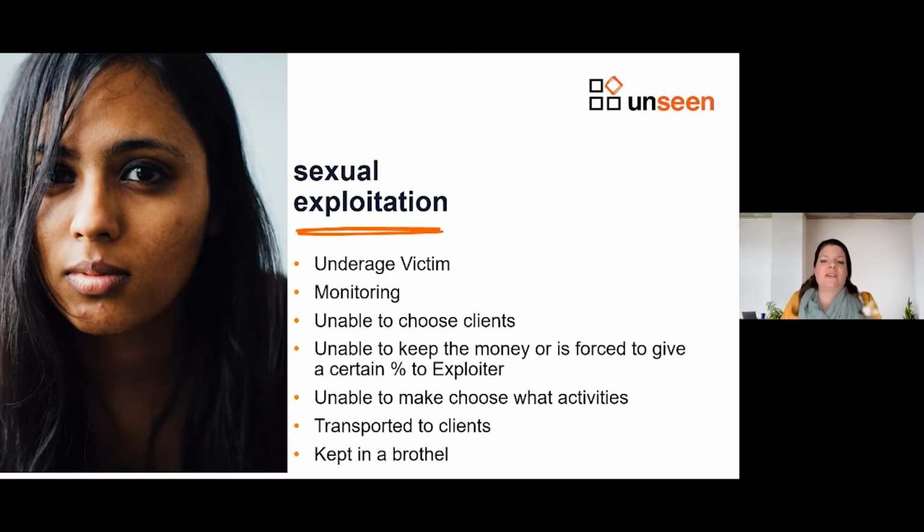But in the end, you have an individual that's being forced to provide those services, and they're not choosing their clients. They're not choosing what activities are engaged, and they're not keeping the funds from that transaction. They all go to the exploiter. So it's quite oftentimes that we can see this happening in the community, and individuals are coerced to go to these appointments, and then they might return to school or to their family. So it can be seemingly invisible, but is definitely happening. So those are the most common forms of exploitation.